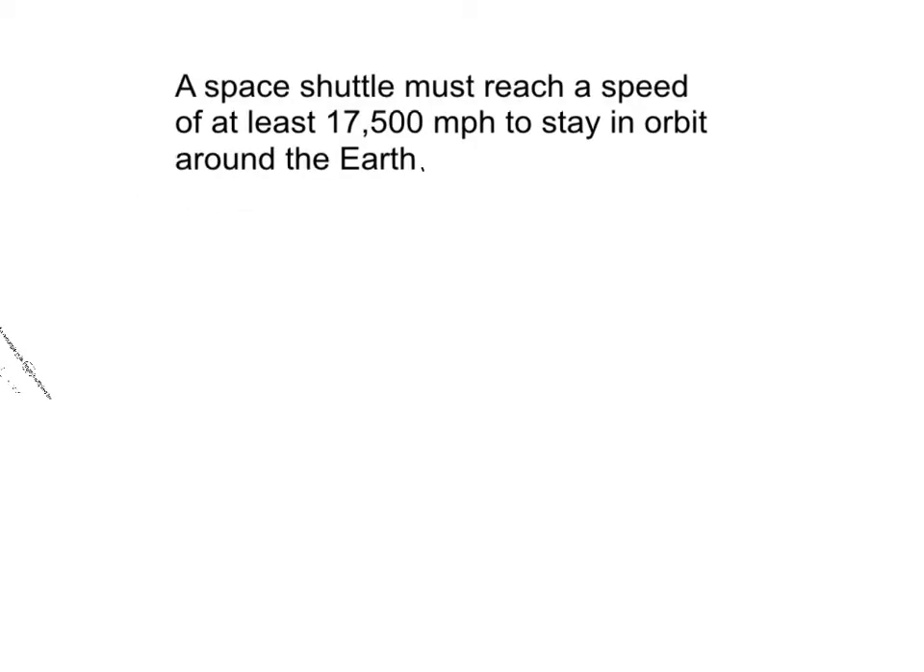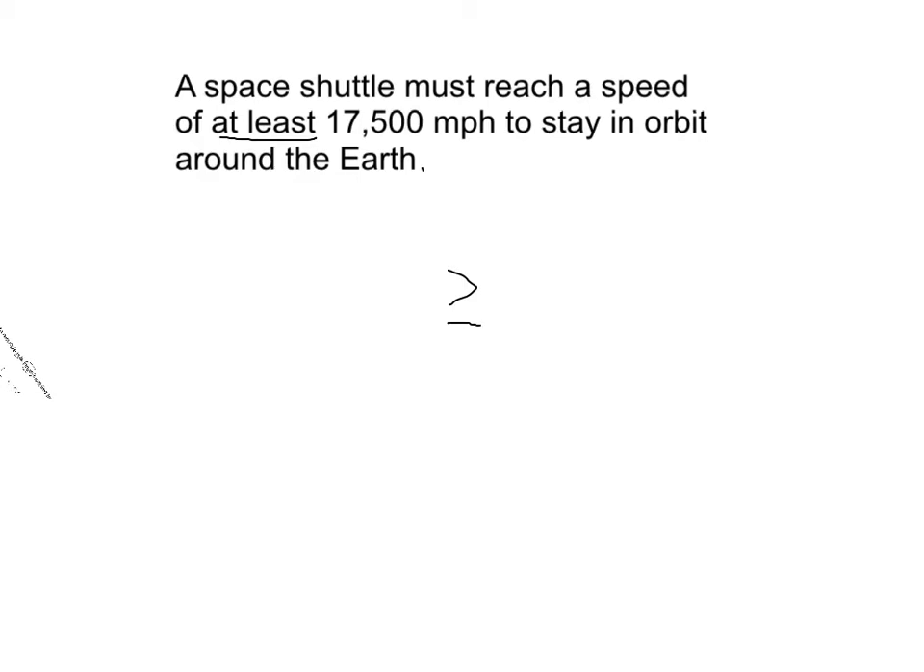Okay, this is example 2 now, and we have the problem, a space shuttle must reach a speed of at least 17,500 miles per hour to stay in orbit around the Earth. Now in this one I don't see the word is, which is a good indication, like in the last example, that it's going to be an equation. What I do see though is the word at least. The word at least, we learned in concept 4, means greater than or equal to. So instead of writing an equal sign first, I'm going to use that sign, greater than or equal to.